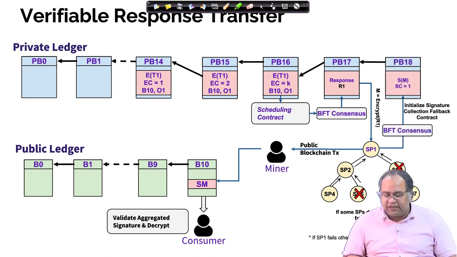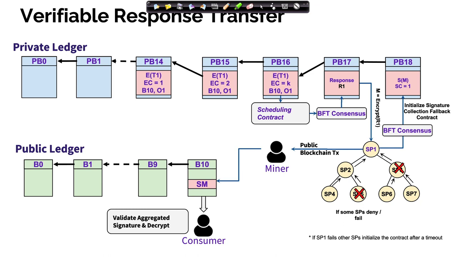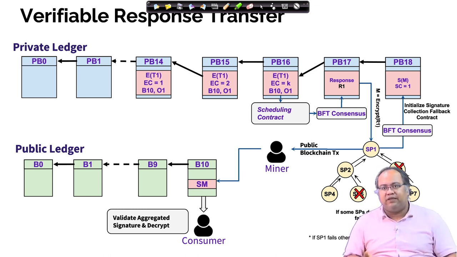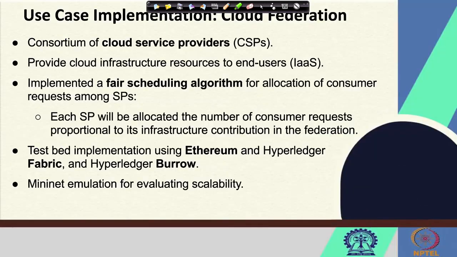In case some service providers deny or fail, then we use a separate BFT consensus mechanism, and through that separate BFT consensus mechanism, it falls back to the on-chain signature collection mechanism. So, it is a kind of fallback mechanism for when certain service providers behave maliciously.